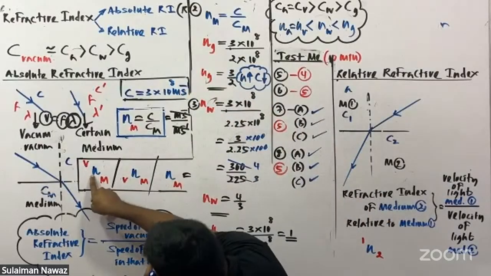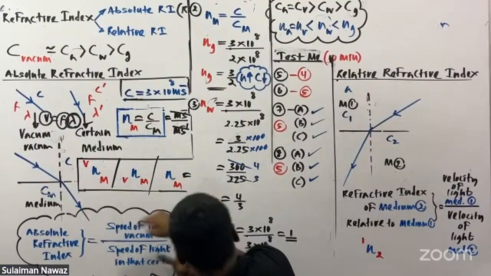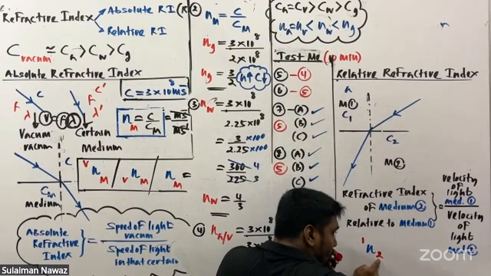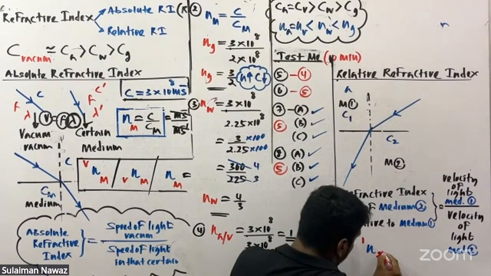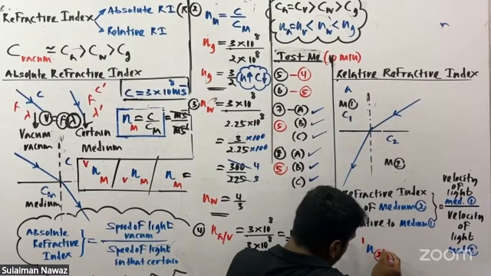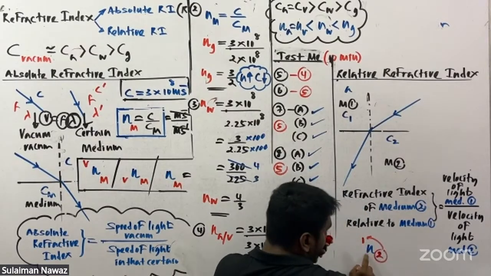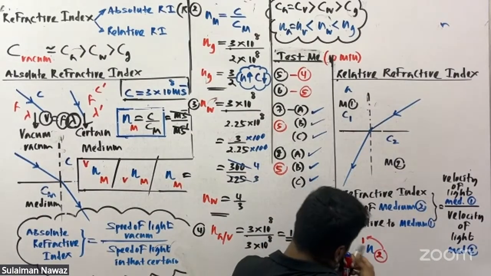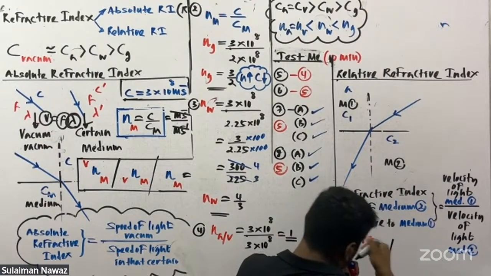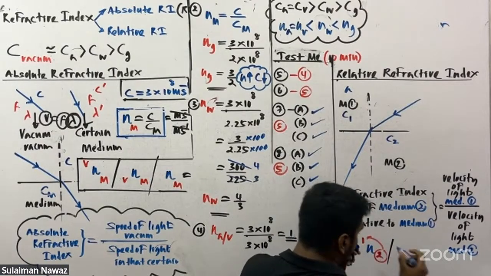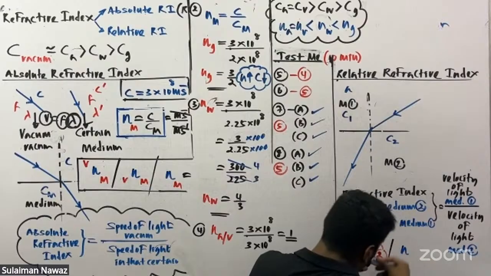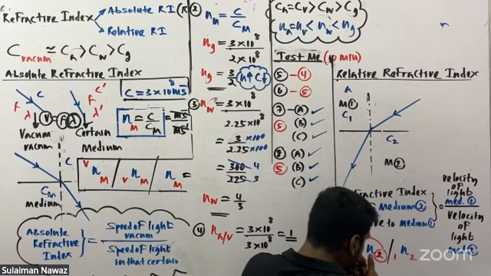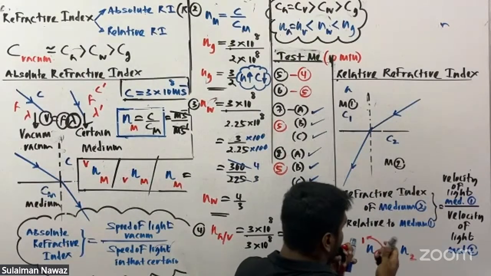Same story. Absolute refractive index of medium relative to vacuum. So when you read this, you want to say refractive index of medium 2 relative to medium 1. First of all, you should read this, then only read this one. If not, you can say it the other way also. Refractive index of medium 2 relative to medium 1 must be equal to, now you know, equals to what?